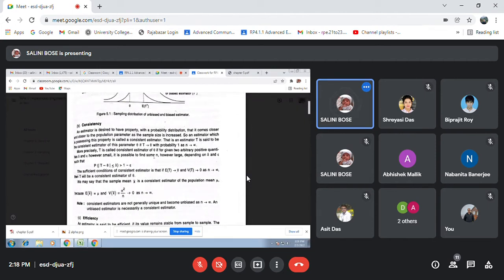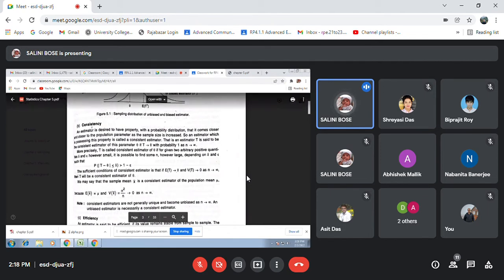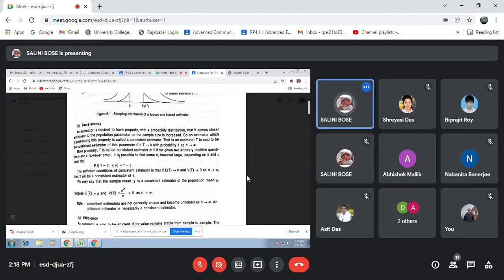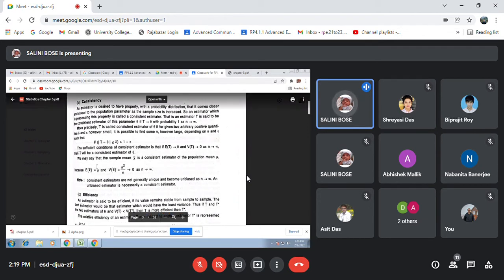To be consistent, if T is a consistent estimator of parameter theta, then remember that can be possible only when T tends to theta with probability 1 as n tends to infinity. That is how we can see.